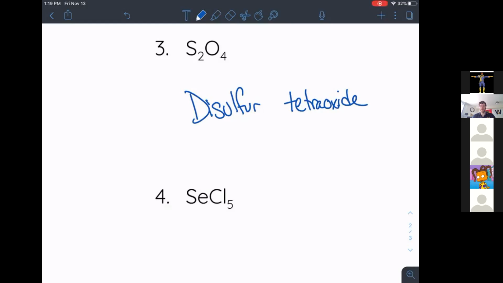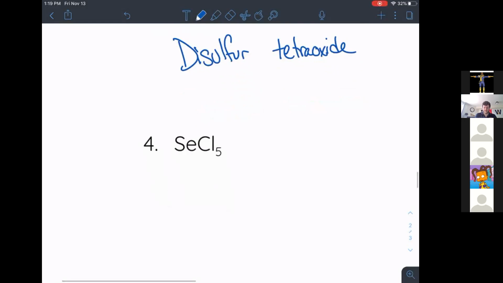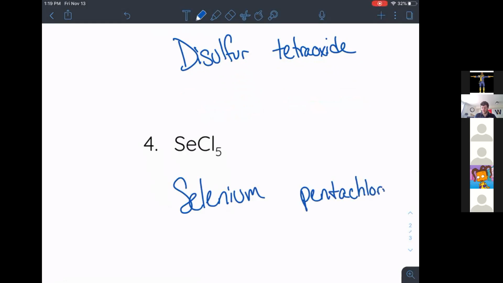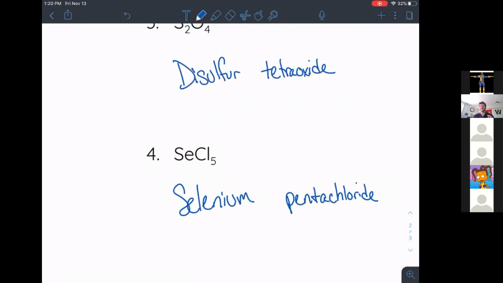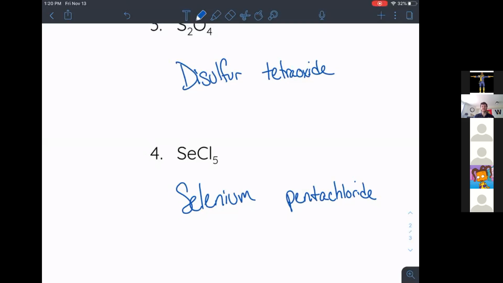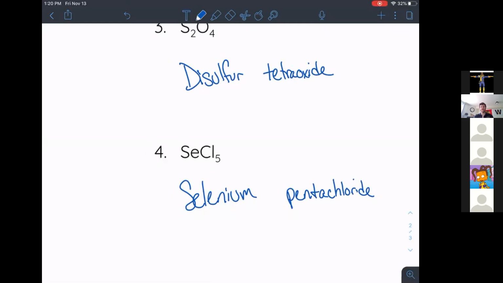What about number 4? Selenium pentachloride. Awesome. Does anybody disagree with that one? All right, nice job, ladies and gentlemen. If you did not get those and you have questions about that, please let me know. Otherwise, we're going to keep going on to our formula writing.